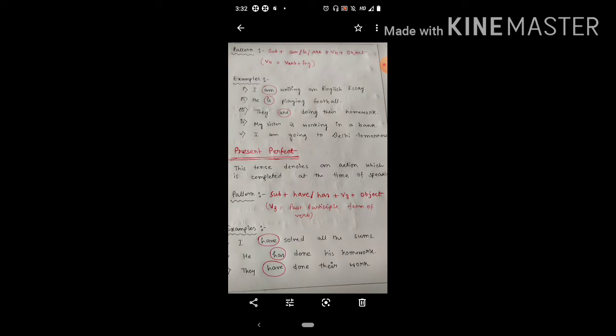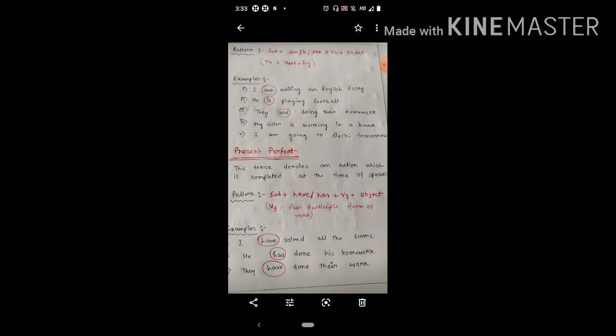The first example is I am writing an English essay. So here am is used and after that we use the V4 form of the verb write. So I am writing an English essay. The second example is he is playing football. That means at present, at the time of speaking, he is playing football. So it is an example of present continuous tense. The third example is they are doing their homework. This is also an example of present continuous tense.